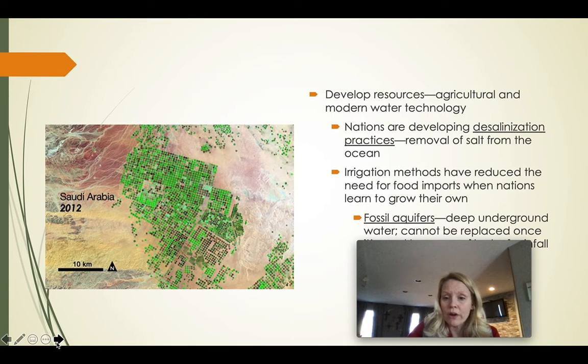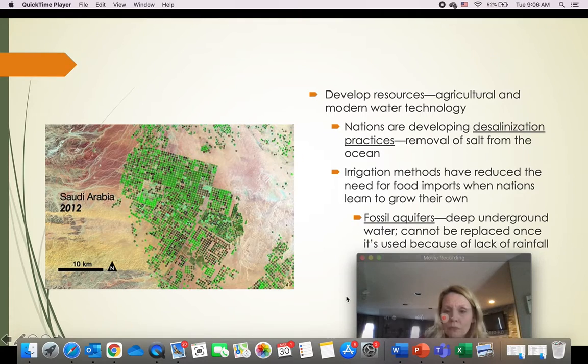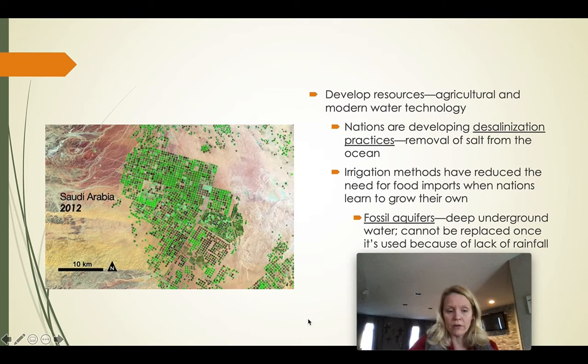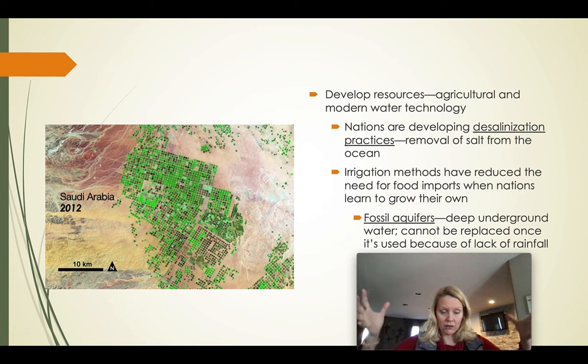Fossil aquifers are deep underground. That's deep underground water. It cannot be replaced because once it's used, it's gone. It comes from rain. And so we have a very big aquifer here in the central part of the United States. It's called the Ogallala Aquifer. It's centered, if you can imagine, about where Nebraska is, and it's huge. It's North America's largest underground aquifer.